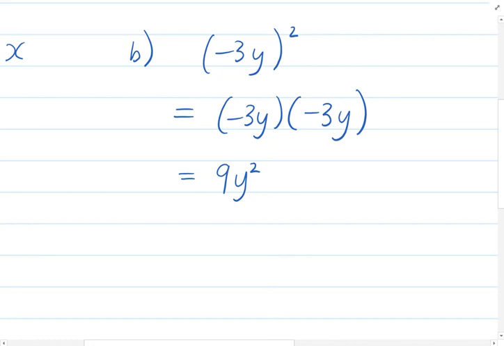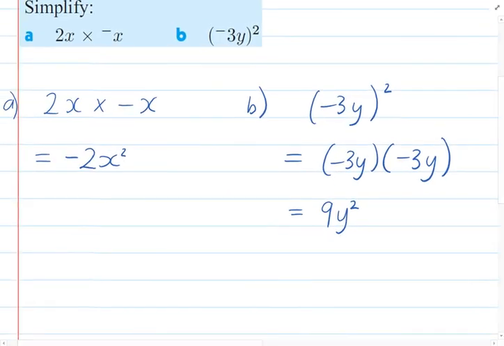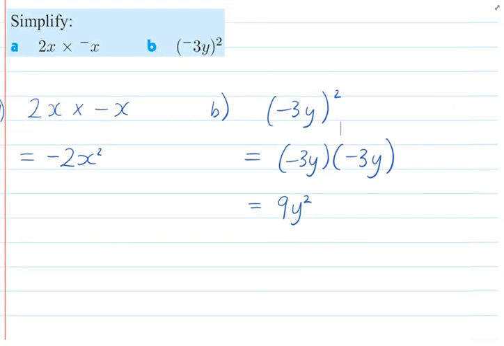Now that's actually not the only way to work this out. You could work it out by thinking, what's negative 3 squared? Well, that's 9. And what's y squared? That's y squared. And that would give you the same answer as well. Okay, but the point is, when you're timesing algebraic terms together, you times the numbers together and you times the letters together, but you don't bother writing a symbol in between. If it's timesing, you just leave it blank and write them next to each other.